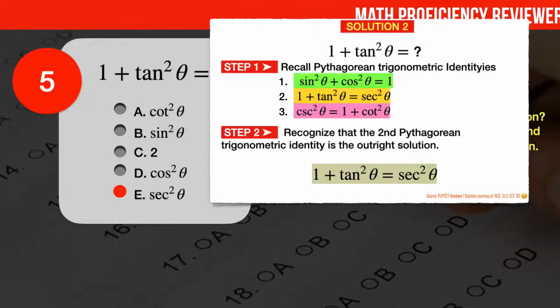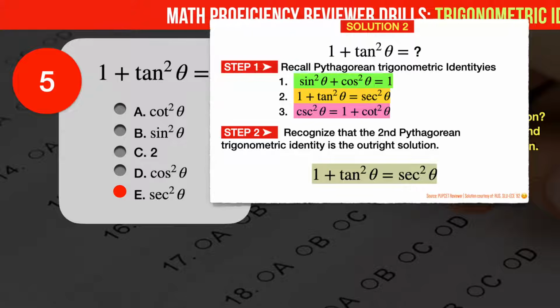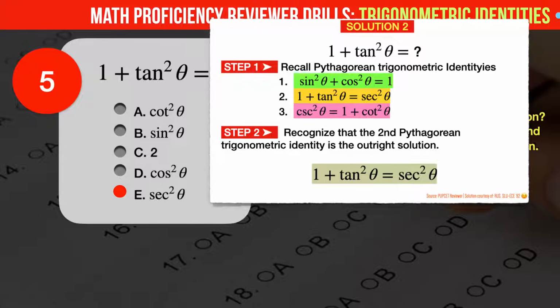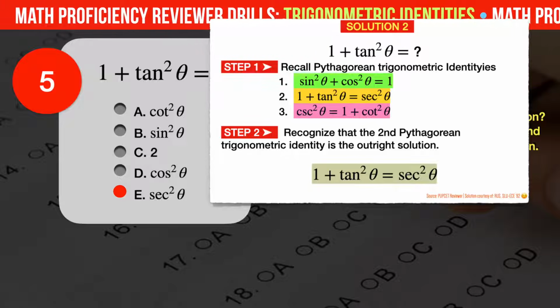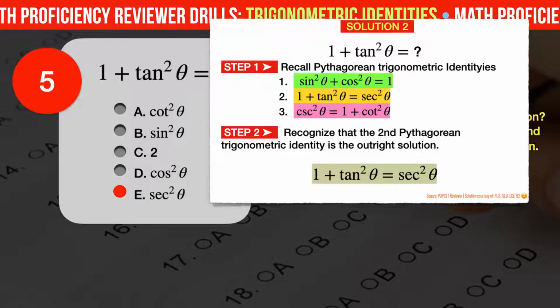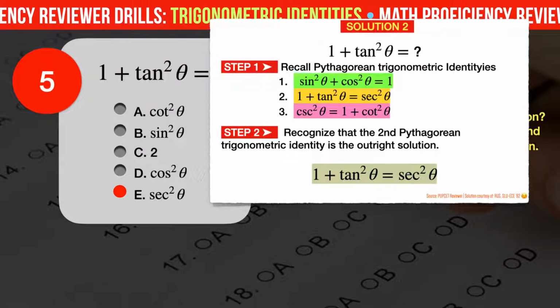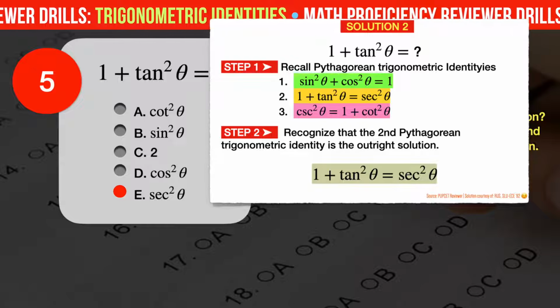Sine squared theta plus cosine squared theta equals 1. 2. 1 plus tangent squared theta equals secant squared theta. And 3. Cosecant squared theta equals 1 plus cotangent squared theta. As you can see, the second Pythagorean trigonometric identity is the immediate solution to our given problem. So if you know your Pythagorean trigonometric identities, then you can potentially save a lot of time by skipping all the steps we went through in our first solution.